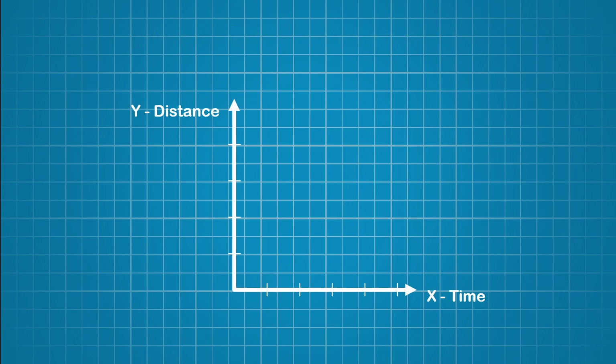What about if the body is at rest? Let's see. If the body is at rest, time will of course be increasing, right? However, the distance will not increase. It will stay where it is. So a straight horizontal line parallel to time, which in this case is on the x-axis, will be our graph for rest. So this graph over here represents rest.